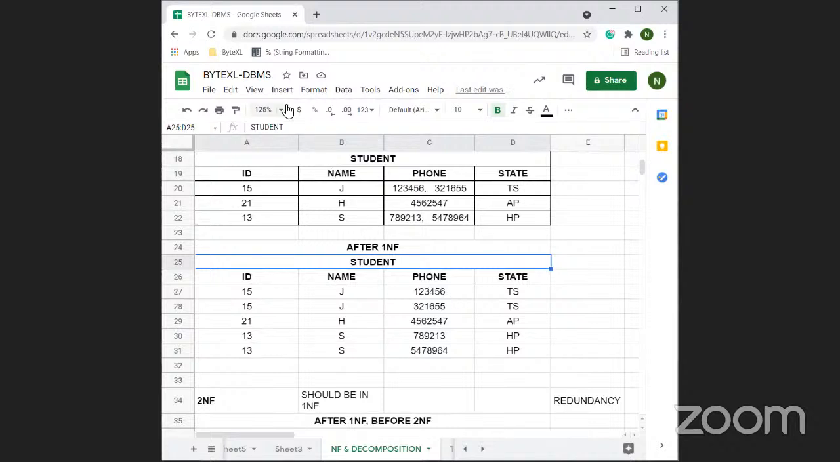Of course, right now we are just separating, and only one value is allowed. So I'm taking roll number 15. The name is J. One phone number I'm taking, state. I am separating roll number 15, J, second phone number. This is called first normal form.